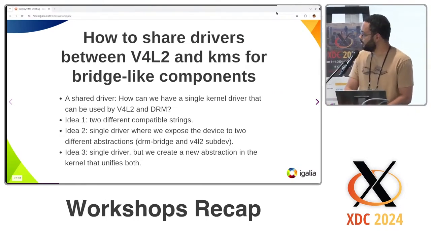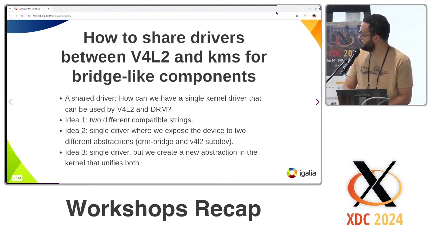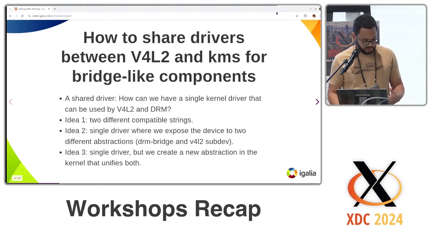So the first one was how to share drivers between V4L2 and KMS for bridge-like components. The problem is we have some hardware devices represented by a device tree node, for example, that are used in some cases in a camera capture pipeline and in other cases in the display pipeline, for example, scalers. And the question is, how can we have a single driver for that in the kernel that can be used for V4L2 and DRM?